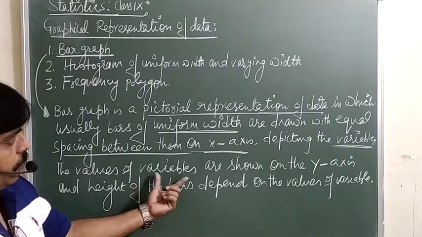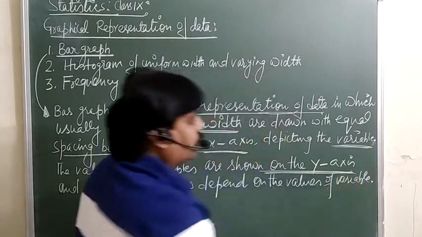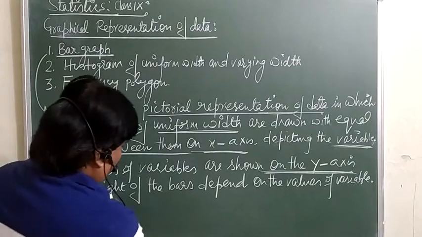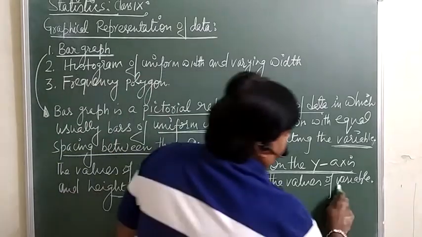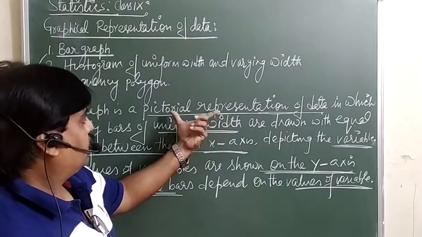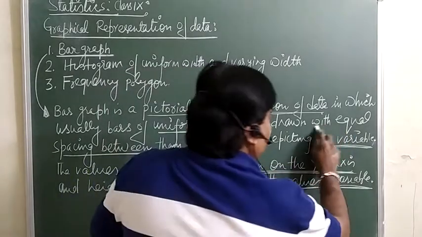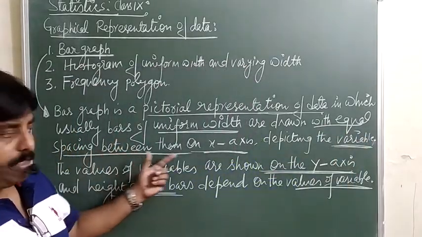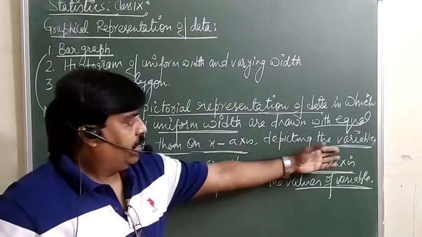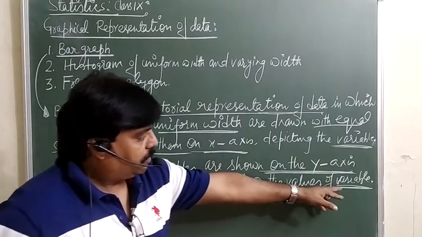The values of the variables are shown on the y-axis, and the height of the bars depends on the values of the variable. So these are a few important points. First of all, there should be uniform width with equal spacing between the blocks, the bars which you are going to make, and the height of each will be equal to the value of the variable.